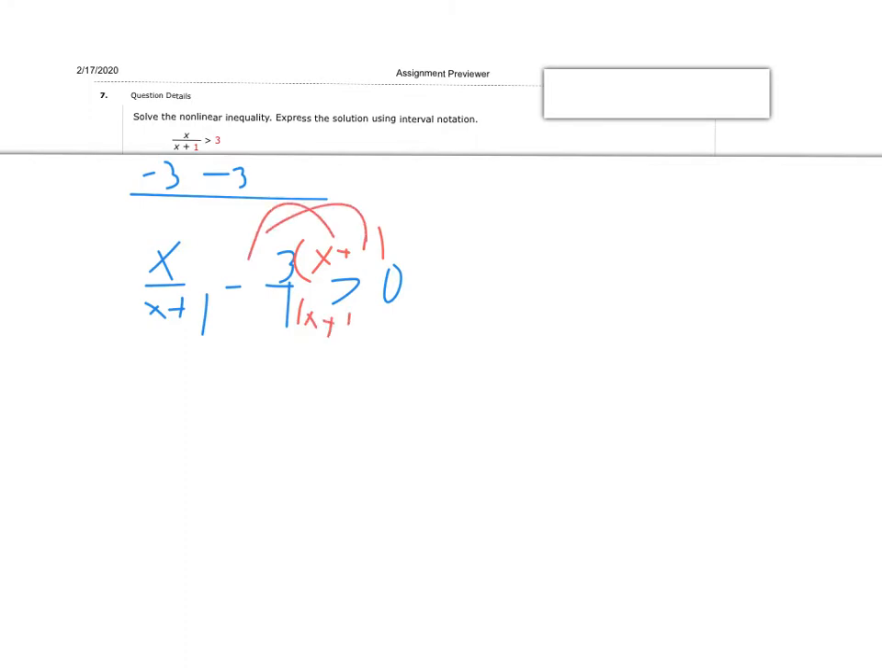All right, next up here, I want to get one side to 0, so I need to subtract this 3 over. So I'm going to say x over x plus 1 minus 3 over 1 is greater than 0. I do need a little common denominator here. So I'll distribute this negative 3, and that'll become x minus 3x minus 3, which I would simplify to make it negative 2x minus 3 over x plus 1 greater than 0.